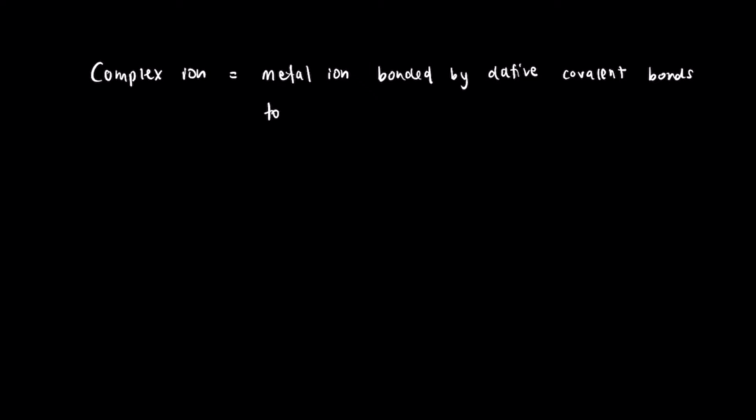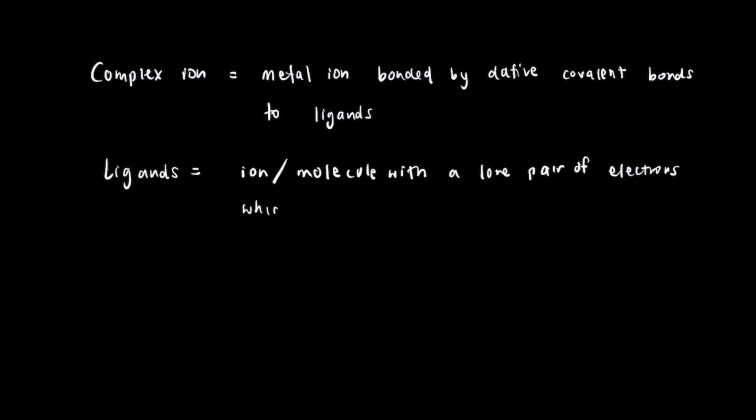So let's discuss complex metal ions. First of all, the definition of a complex ion is a metal ion that is bonded by dative covalent bonds to ligands. And the definition of a ligand is an ion or molecule with at least one lone pair of electrons, which forms a dative covalent bond with a metal ion.